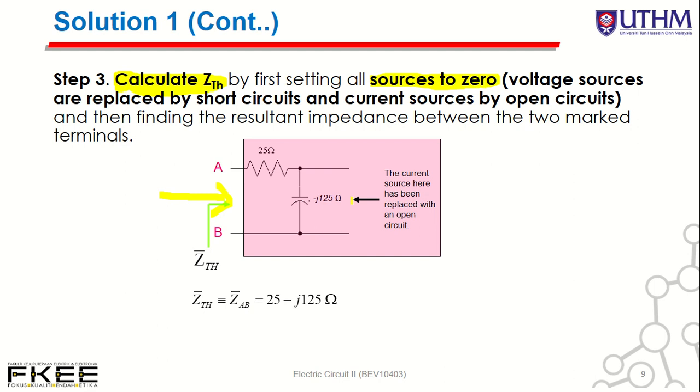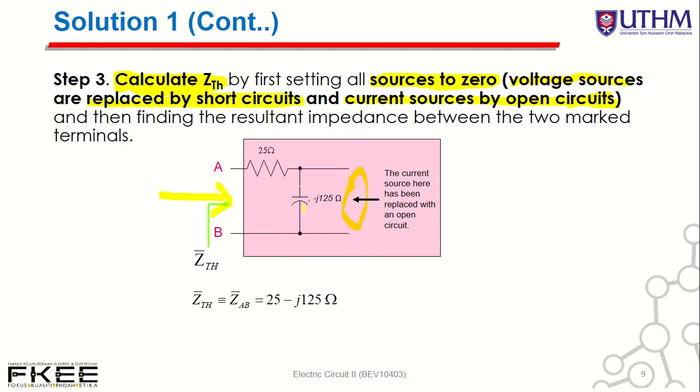In this circuit we have a current source. I equal to 0 means current equal to 0, which means open circuit. That's why we set it to an open circuit, because we have a current source here. Let's say you have a voltage source here. Voltage equal to 0 means short circuit, so you replace it by a short circuit. And current equal to 0 means open circuit.